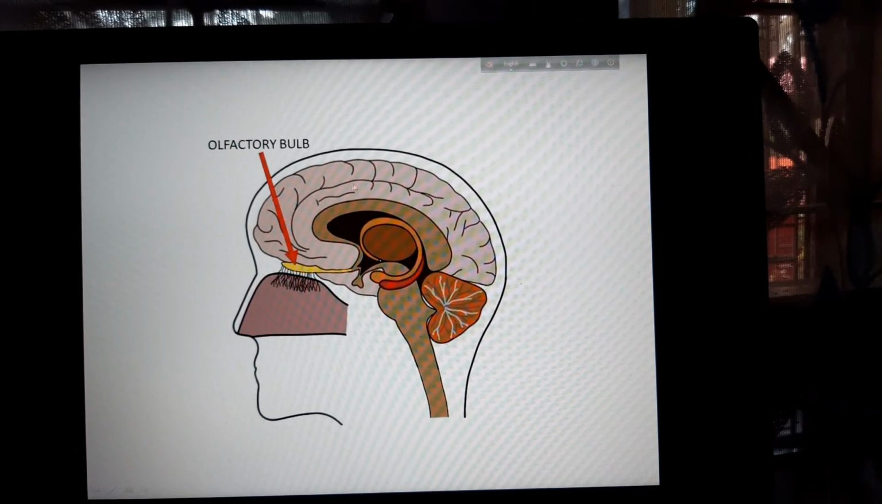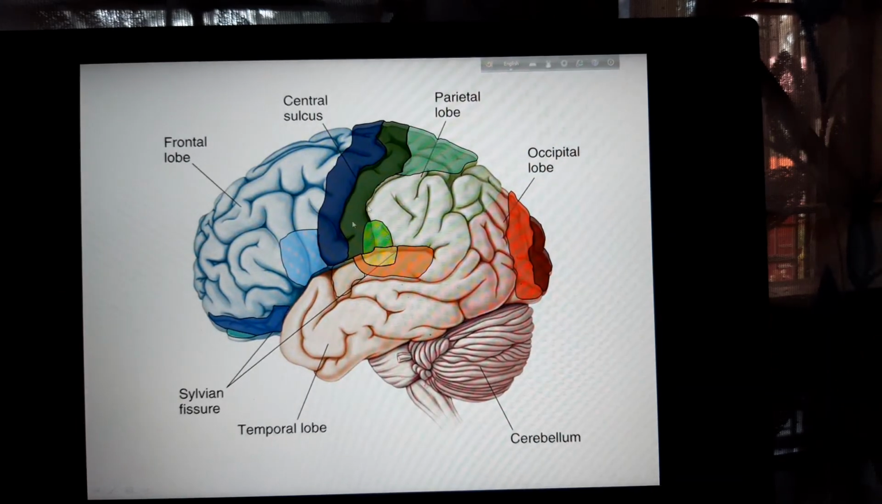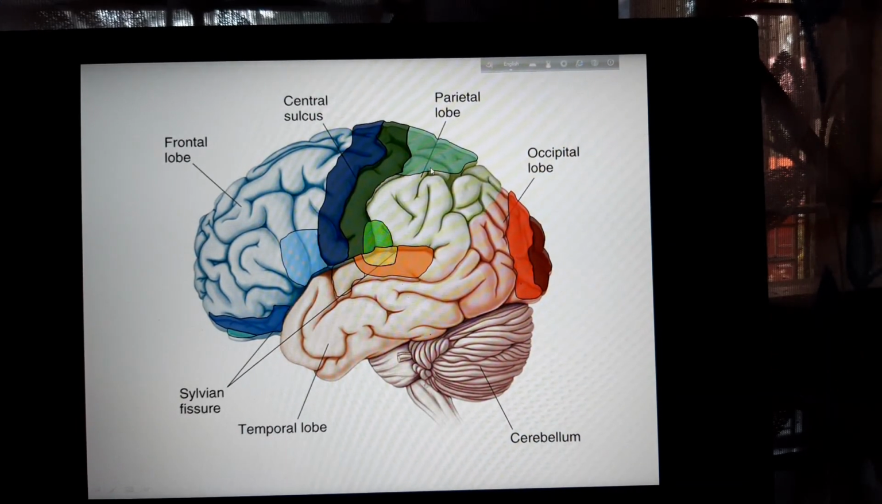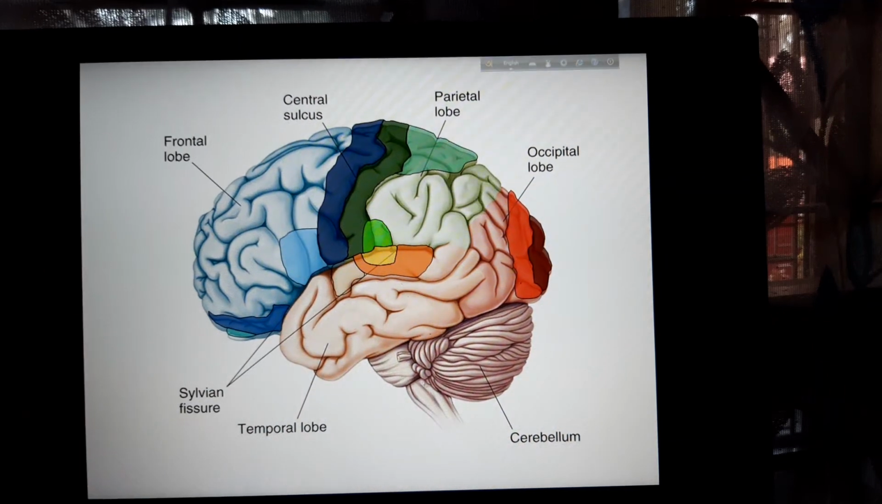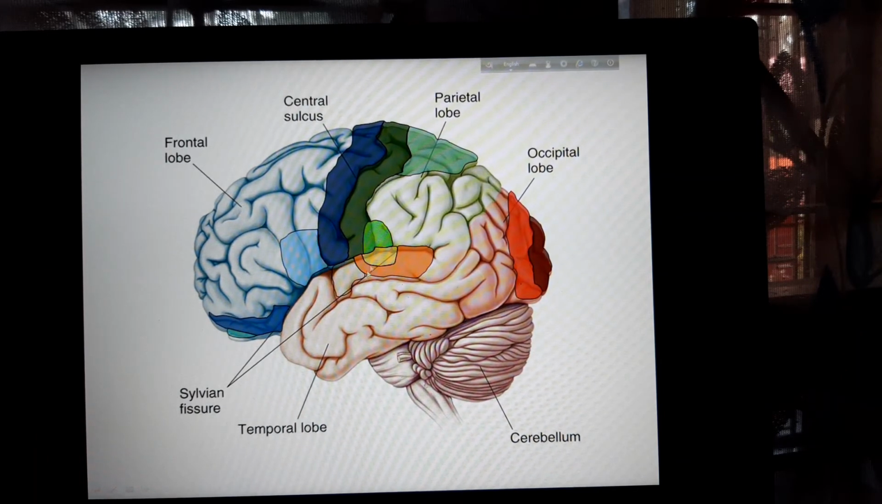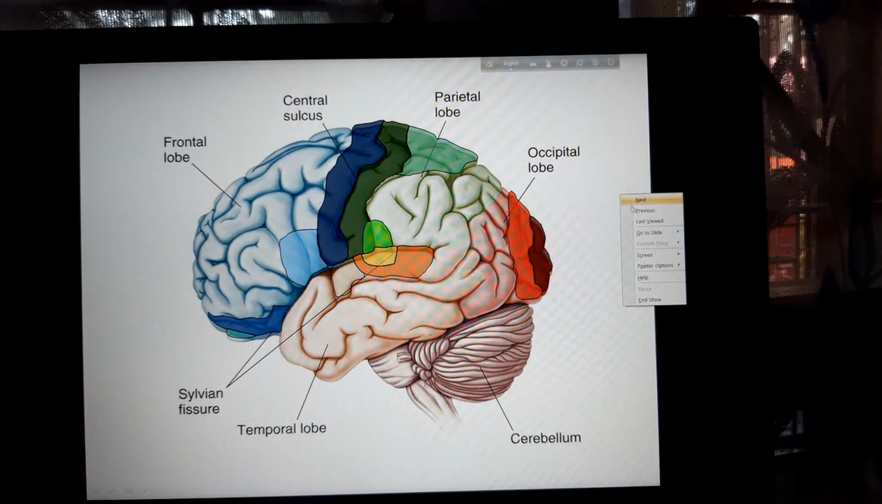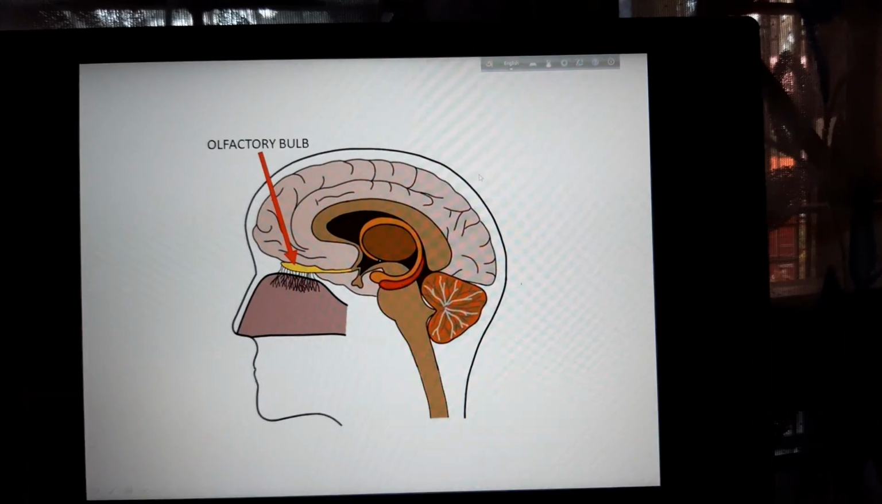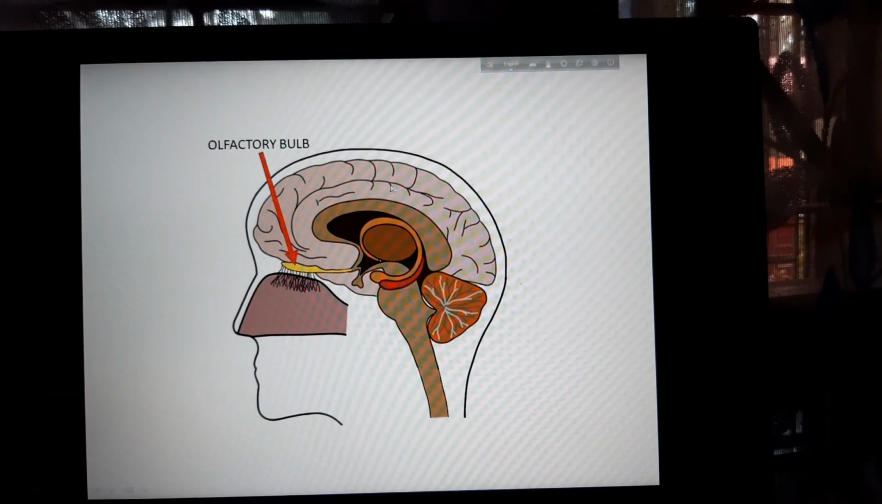This is the diencephalon. It is the part of the brain visible only from the inferior side of the brain. Below the telencephalon, the diencephalon is situated. The diencephalon is situated below the cerebral hemisphere. You see, this is the telencephalon, and here it is the diencephalon.